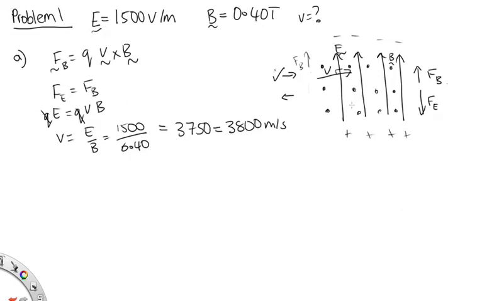Part B says draw the vectors for E, B and V. That's what we've done here. We've shown that if E is going up the page, then V is going to the right and B coming out of the page is a possible solution.